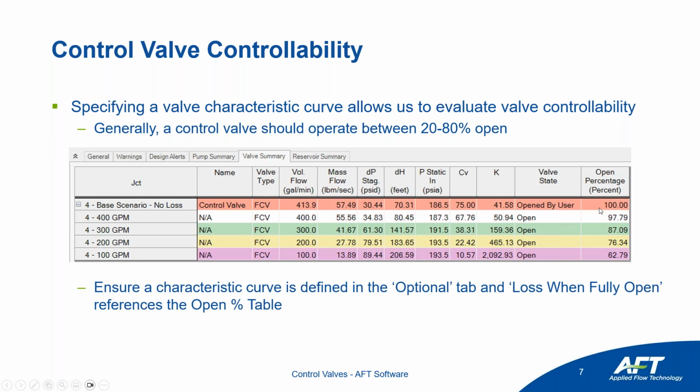As we talked about, this has two requirements. One, defining the characteristic curve in the optional tab of the pipe properties or of the control valve properties window, and then ensuring that the loss when fully open is checked for the CV and it's referring to that open percentage table.